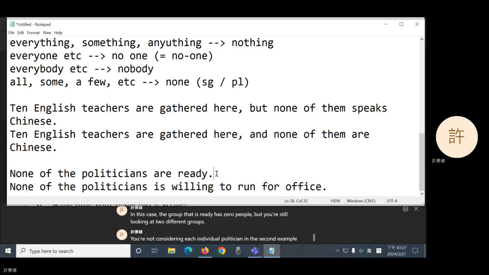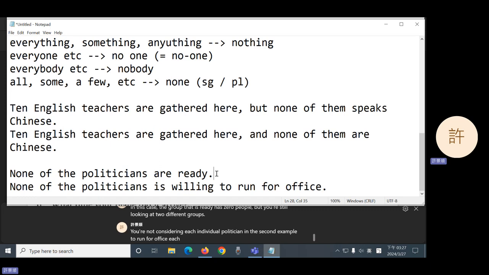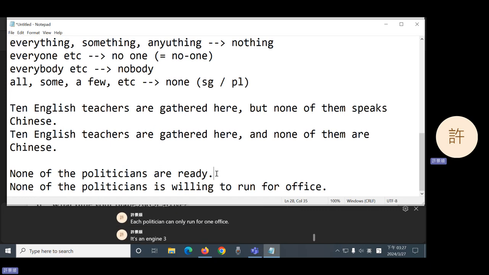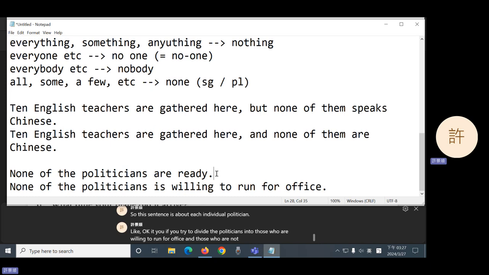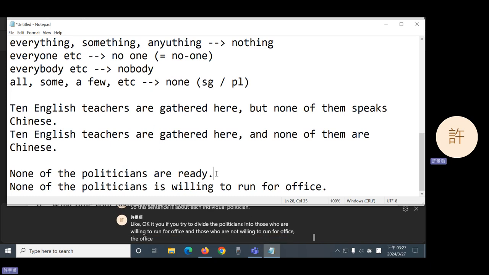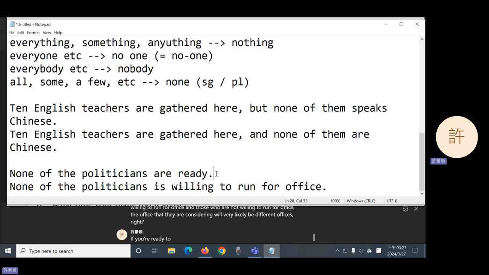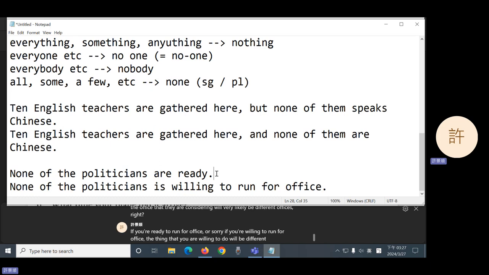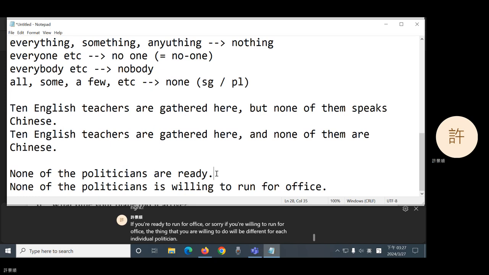In the second example, to run for office, each politician can only run for one office. 只能竞选一个职位. So this sentence is about each individual politician. If you try to divide the politicians into those who are willing to run for office and those who are not willing to run for office, the office that they are considering will very likely be different offices, right? If you're willing to run for office, the thing that you are willing to do will be different for each individual politician. Does that make more sense?